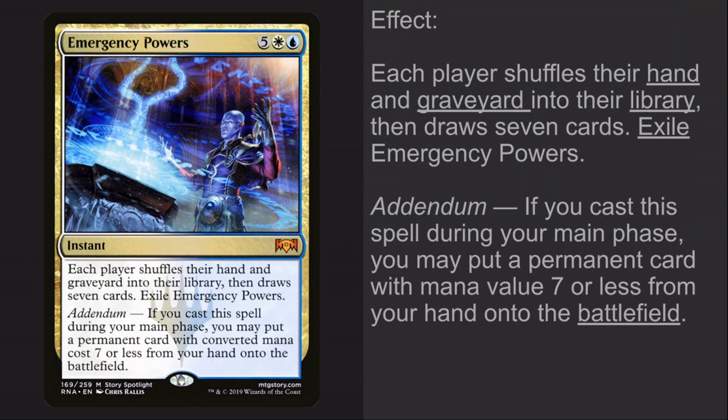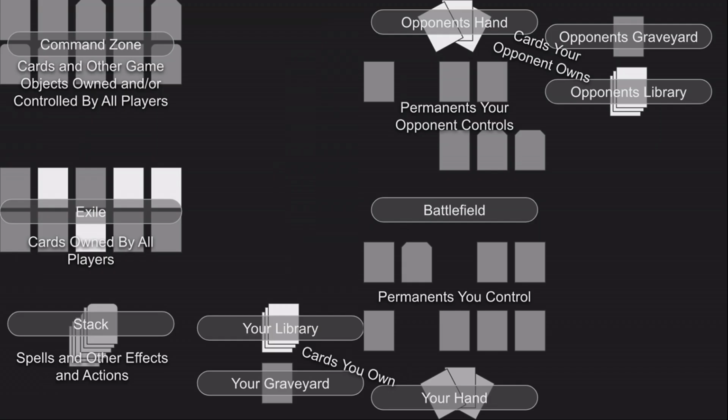While Emergency Powers might not have any keyword abilities, it certainly has a number of words on it that require knowledge of relevant game rules to interpret. Of note, hand, graveyard, library, exile, and battlefield are zones. Zones are places where game stuff, like cards or permanents or markers, can be during a game of Magic: The Gathering. In addition to those mentioned explicitly on the card Emergency Powers, we also have the stack, the command zone, and the ante zone. If a card isn't in a zone, it is outside of the game.